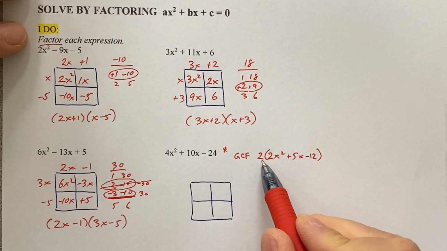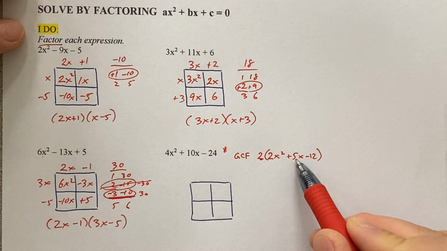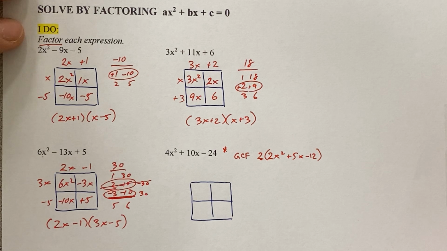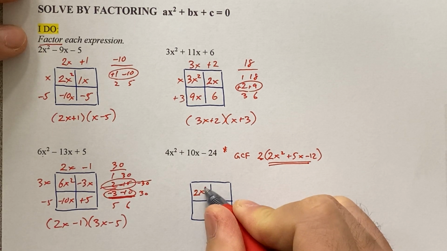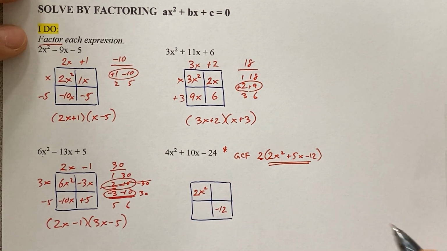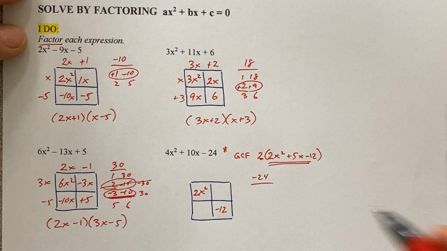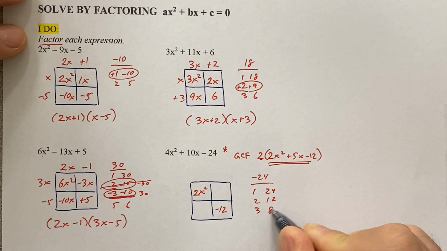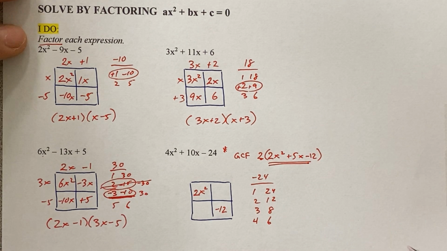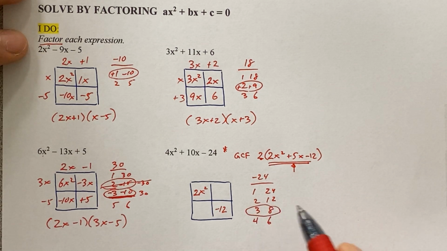Now remember, you gotta be able to factor out this GCF first for 2 reasons. Number 1, it'll make the numbers smaller and easier to work with. And number 2, if you don't do it, your answer is incorrect. Okay, so now I'm gonna break this down. I start off with my 2x squared and I end up with my -12. Multiply those, that gives me a -24. Then just repeat the same process, 1 and 24, 2 and 12, 3 and 8, 4 and 6. Which of these combinations could hit this 5 in the middle? This is the only one.